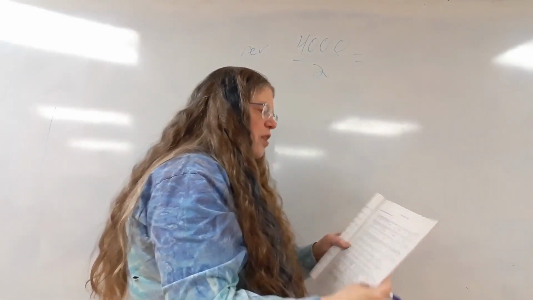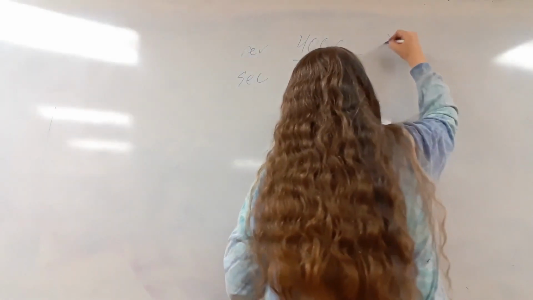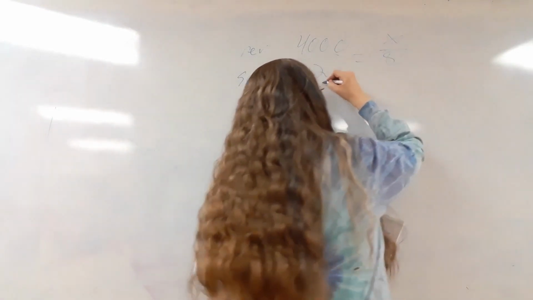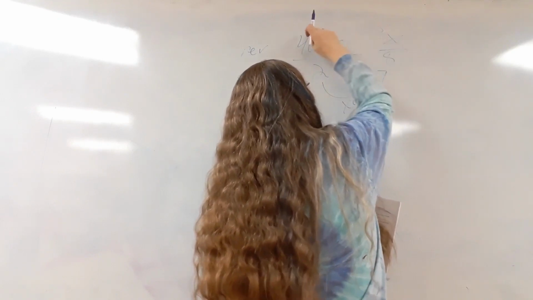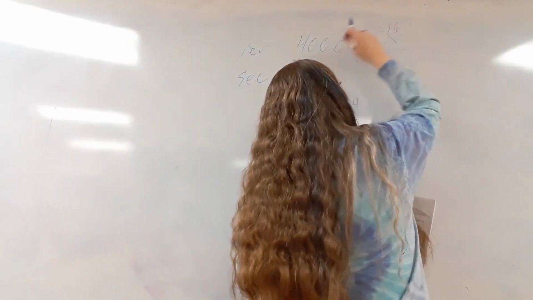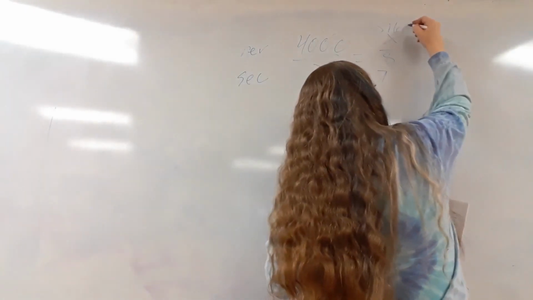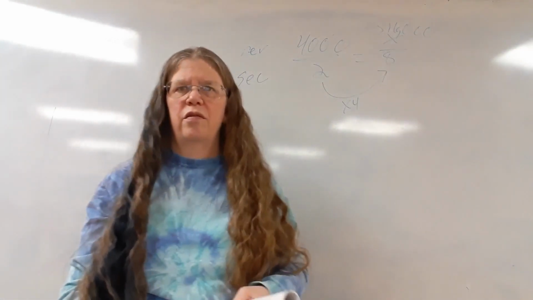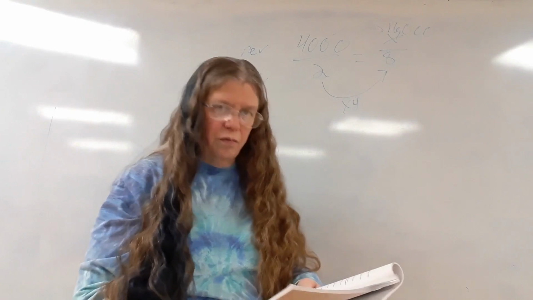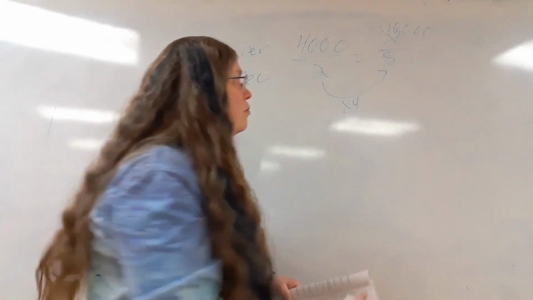How many revolutions does it make in 8 seconds? Okay, from 2 to 8 is times 4. So we're multiplying 4 times 4 and getting 16 with 3 zeros behind it. So 16,000 is our answer. Okay.